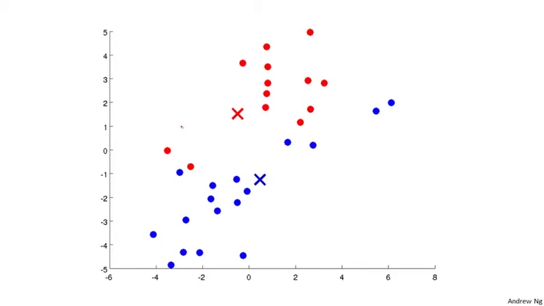So I'm going to compute the average of all the blue points, compute the average of all the red points, and move my cluster centroids like this. And so let's do that again. Let me do one more cluster assignment step. So color each point red or blue based on what it's closer to, and then do another move centroid step.